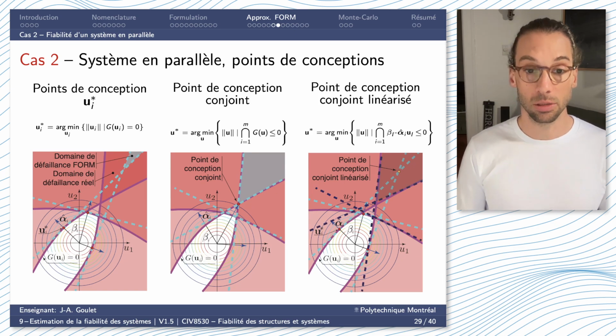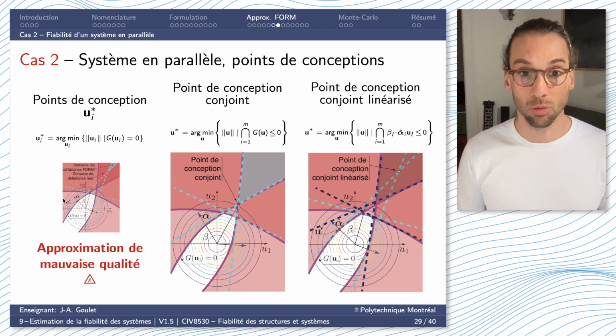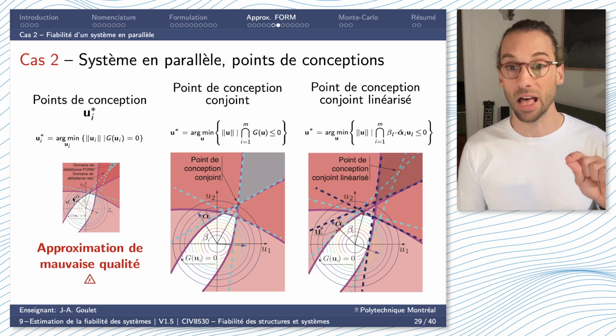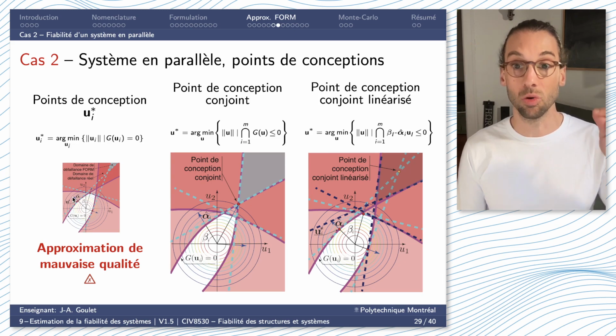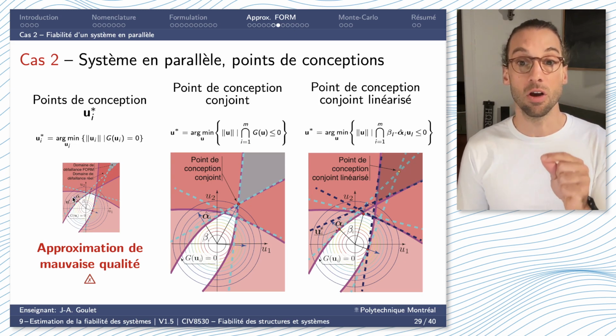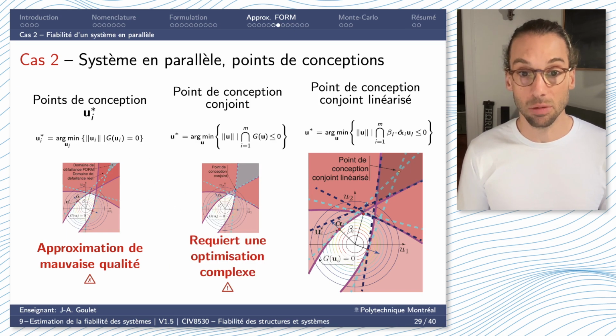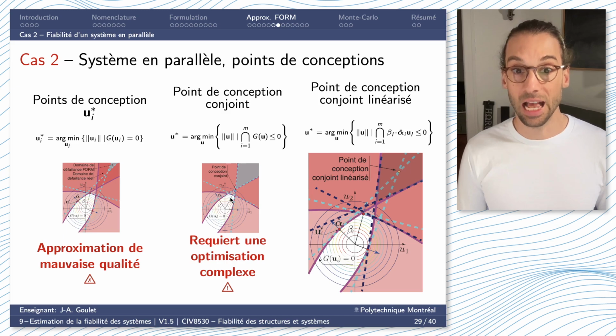In practice, if we use this, we're going to have a fairly rough estimation because our limit state functions for the components are not going to be evaluated or linearized close to what is really leading to the failure of our system. If we use this, we're going to have a very good approximation, but however, finding that optimal design point is rather complex.